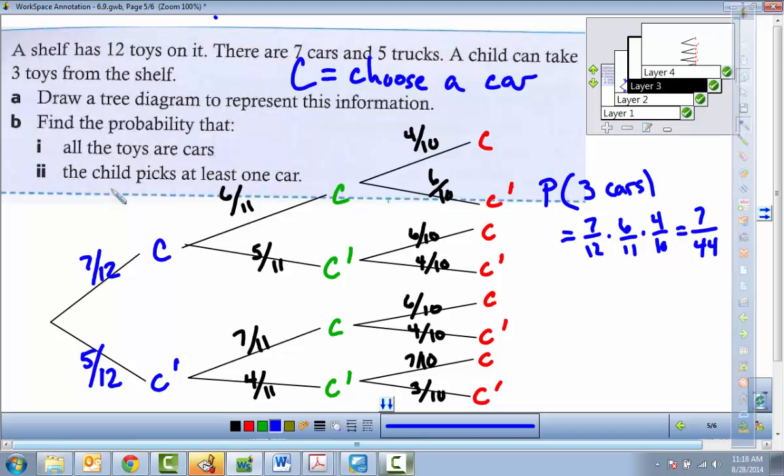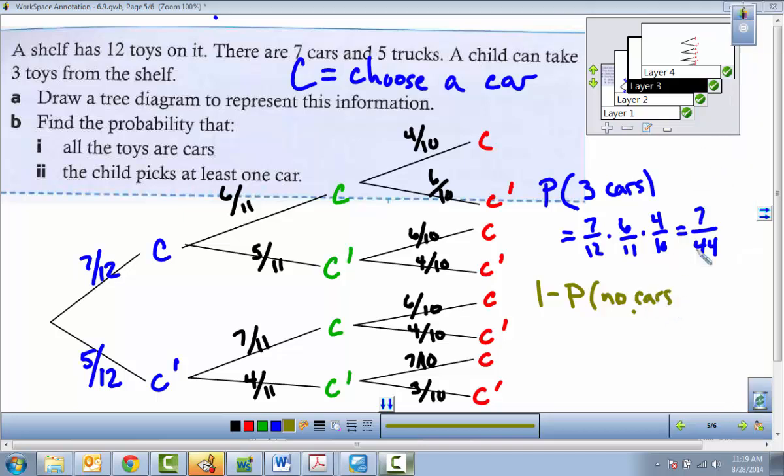Part 2, the child picks at least one car. There's that phrase again, at least one. What do we do? How do we deal with that? Remember, it's 1 minus the probability of none. So 1 minus the probability of no cars is equal to the probability of at least one.